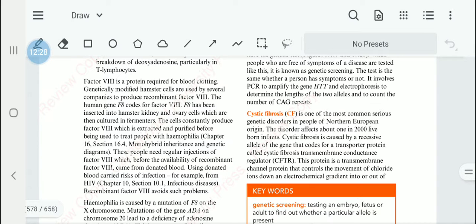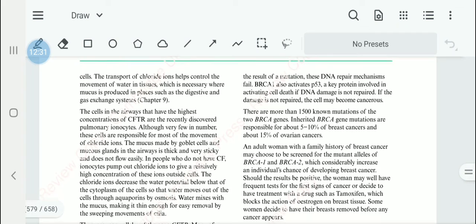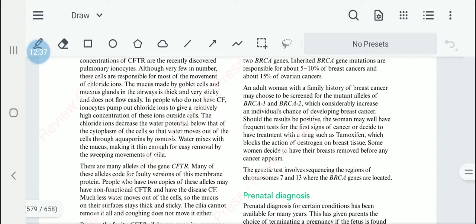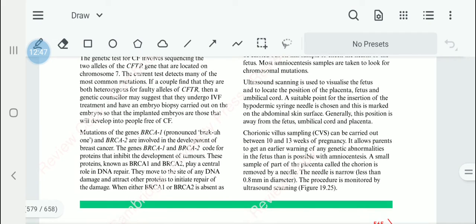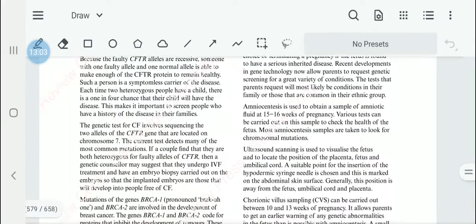Cystic fibrosis and the BRCA1 and BRCA2 genes, in which mutations result in breast cancer, can also be screened and figured out if they are carriers, and also if they have those mutations.